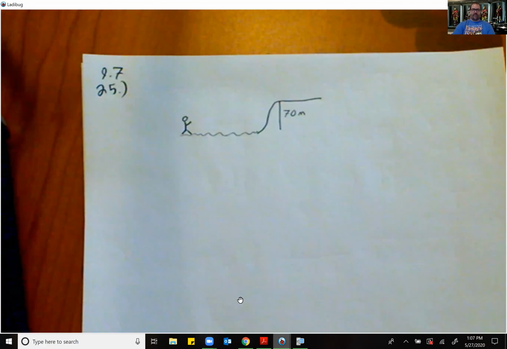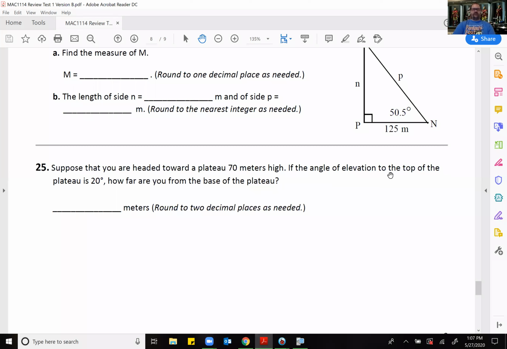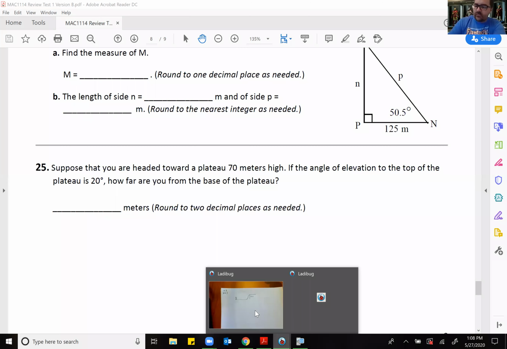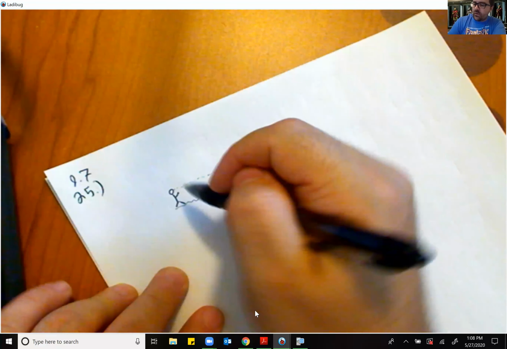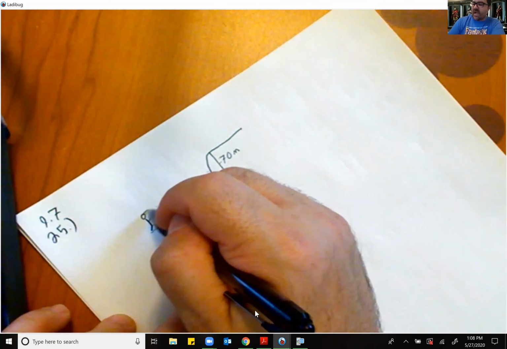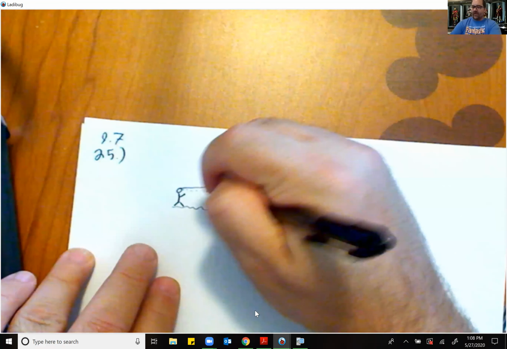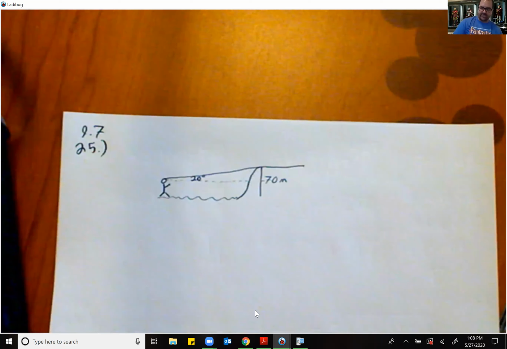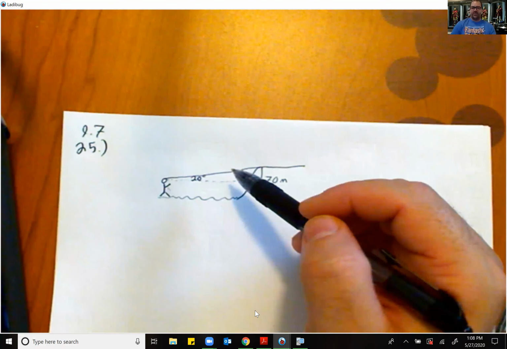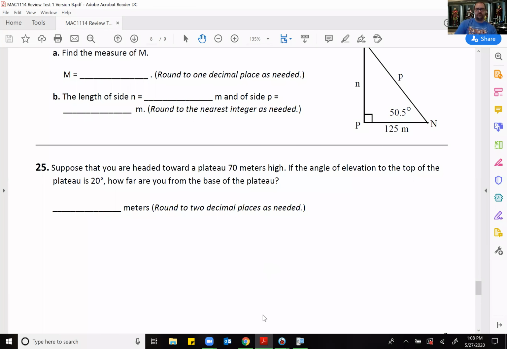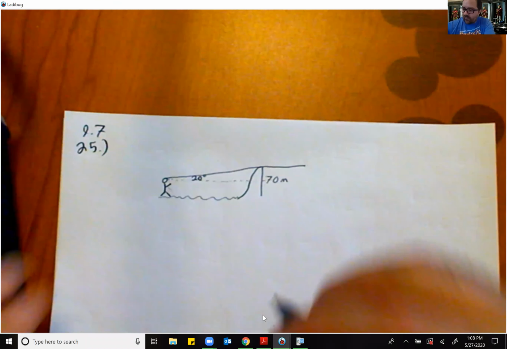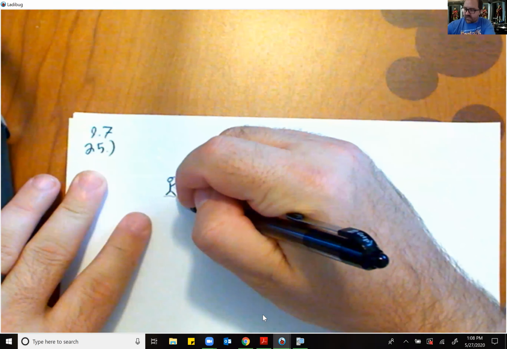Now, back here, if an angle of elevation to the top of the plateau is 20 degrees, so angle of elevation means that as I'm looking over here at the plateau, the angle that I have to tilt my head to the top is 20 degrees. Now I know that, like, this is really, really huge. Technically, I would be really, really small in this. But that angle is 20 degrees. They want to know, how far am I from the base? They want to know how far this distance is.